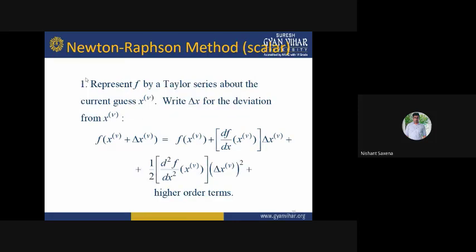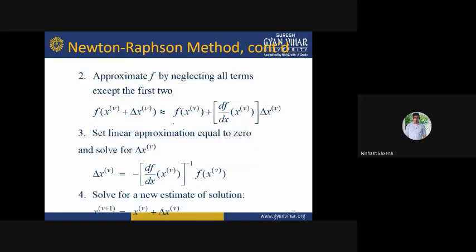So basically, in this Newton-Raphson, what we do, we represent our system, our equations, with a function of a Taylor series. Okay. Now this f is a function of x, which has been represented by this Taylor series. Now in this, basically we neglect the higher order terms, and we take only the first order derivative and the principal component. Okay. And write the deviation of x from this xv, okay, the current guess.